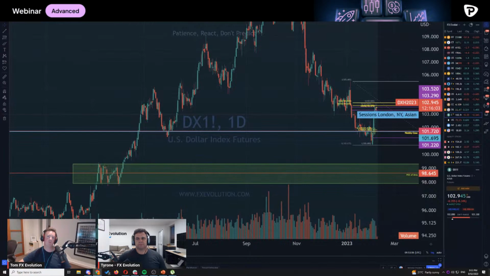And then, of course, do remember that there are those old rules around New York reversing a certain part of the London and Asian session. And if that happens into a level of supply or demand, hey, maybe that's an opportunity as well.